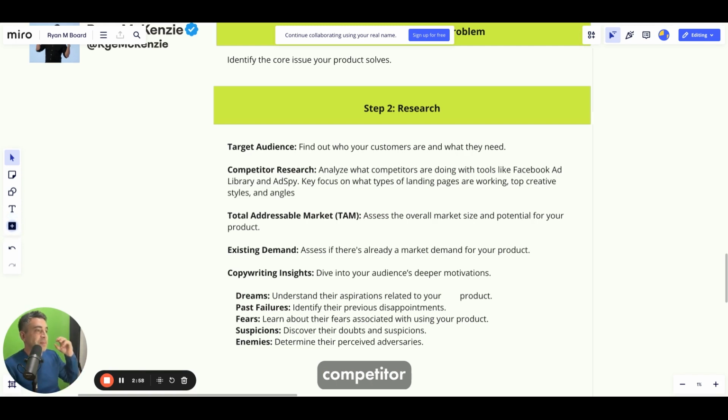We're going to do competitor research. So we're going to analyze what competitors are doing with tools like Facebook ads, AdSpy, Pippi ads, Big Spy, things like that. Our key focus is going to be on what types of landing pages are working for this audience. What are the top creative styles and what are the angles? And furthermore, what angles are they using to sell the product? Who is the avatar that is keeping these brands sustainable?